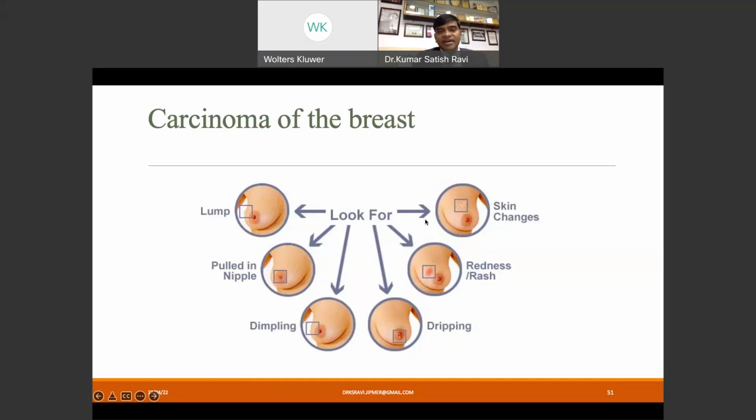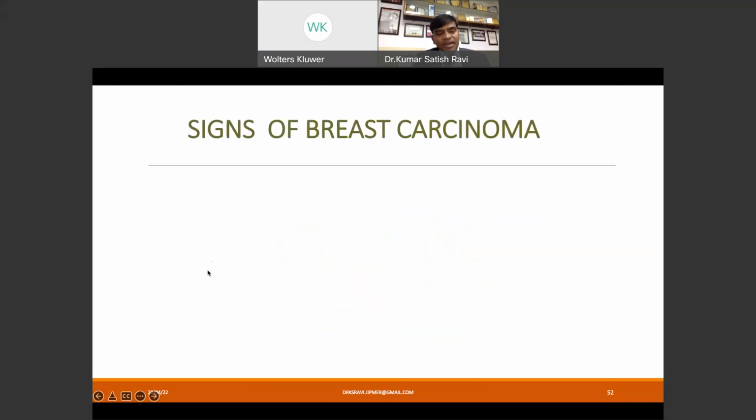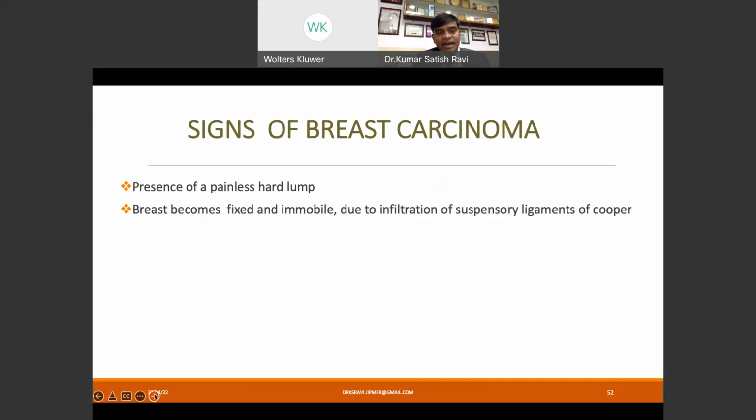These are the different signs of carcinoma of the breast. To diagnose carcinoma of the breast, the signs are the presence of a painless hard lump. The breast becomes fixed and immobile due to infiltration of the suspensory ligament of Cooper. Another sign is retraction of the skin due to infiltration of the suspensory ligaments.